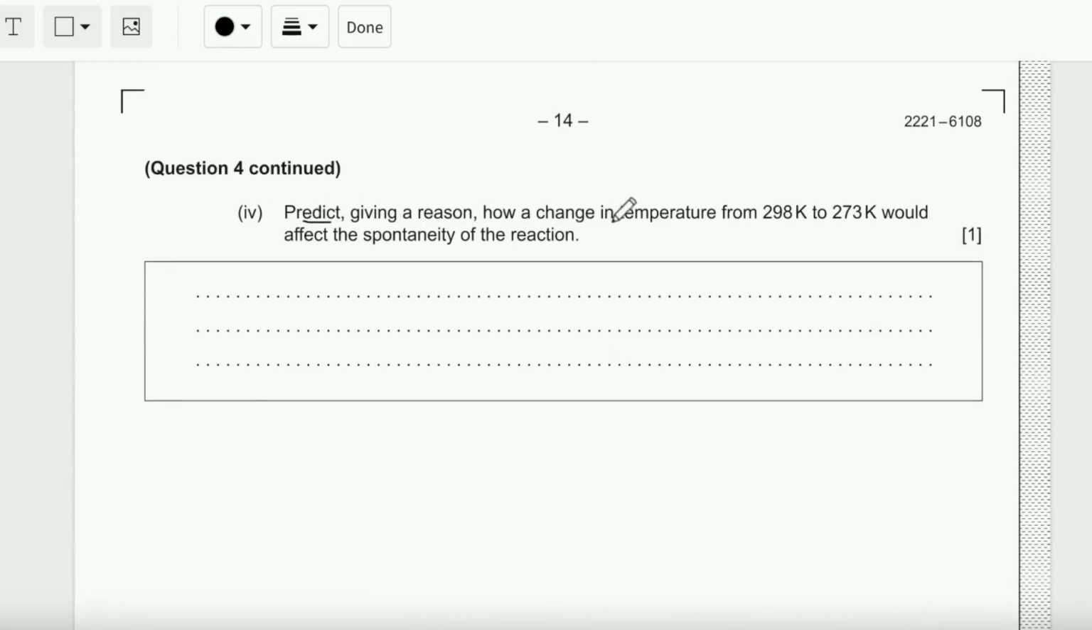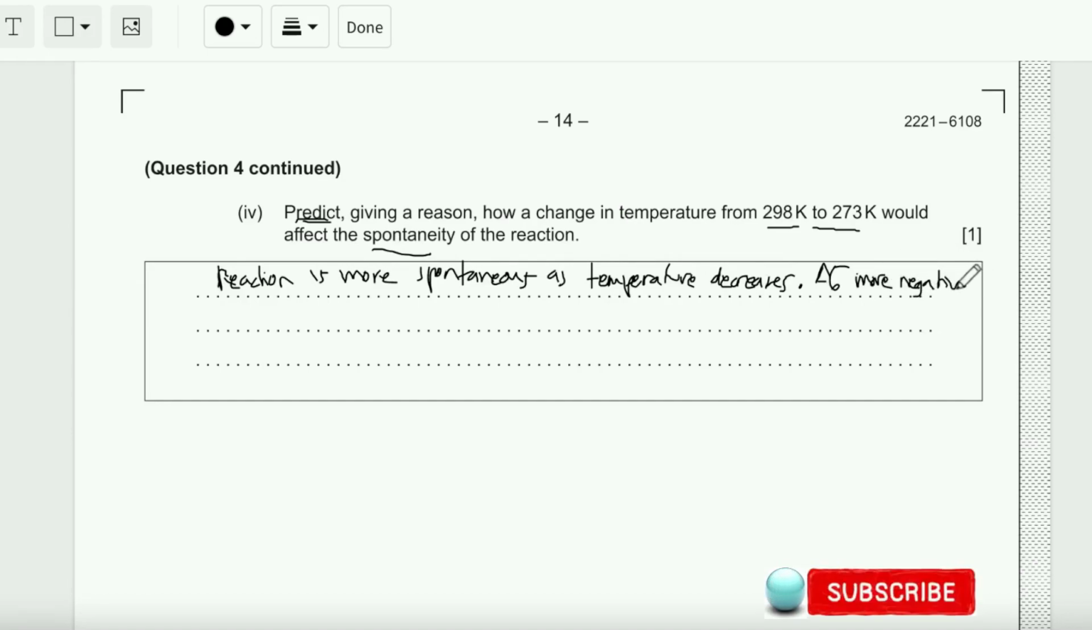Predict, giving a reason, how a change in temperature from 298 Kelvin to 273 Kelvin would affect the spontaneity of the reaction. Predict whether it is spontaneous or not. When it decreases from 298 Kelvin to 273 Kelvin, of course the reaction is more spontaneous as the temperature decreases. Delta G becomes more negative because T delta S increases. You don't need to write down more here because this is enough.